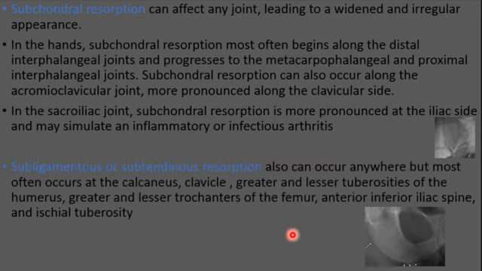Another finding in hyperparathyroidism is subligamentous or subtendinous bone resorption. It can occur anywhere, but most often occurs along the calcaneus, clavicle, greater and lesser tuberosities of the humerus, greater and lesser trochanters of the femur, anterior inferior iliac spine, and ischial tuberosities.